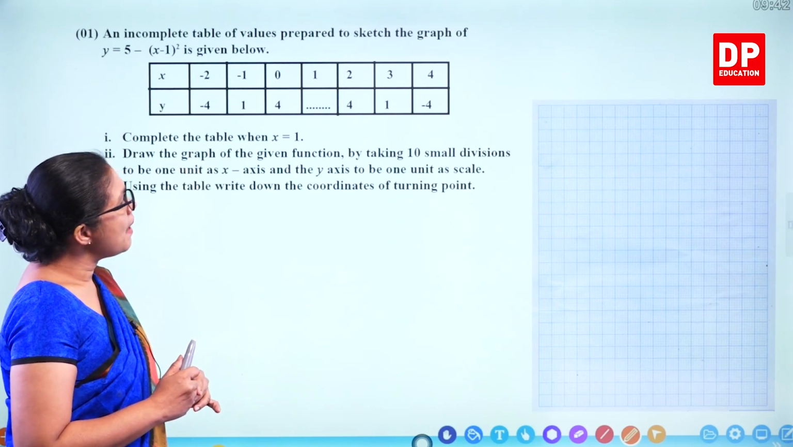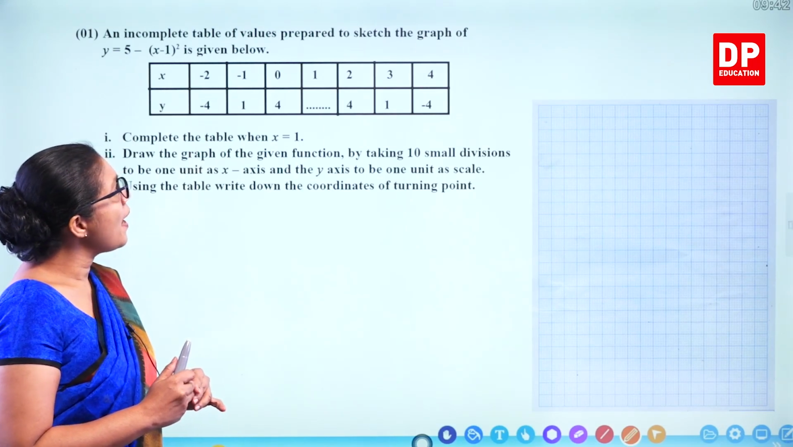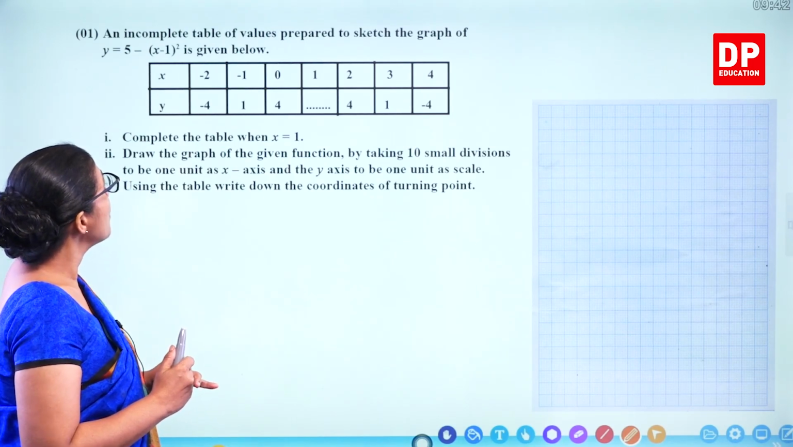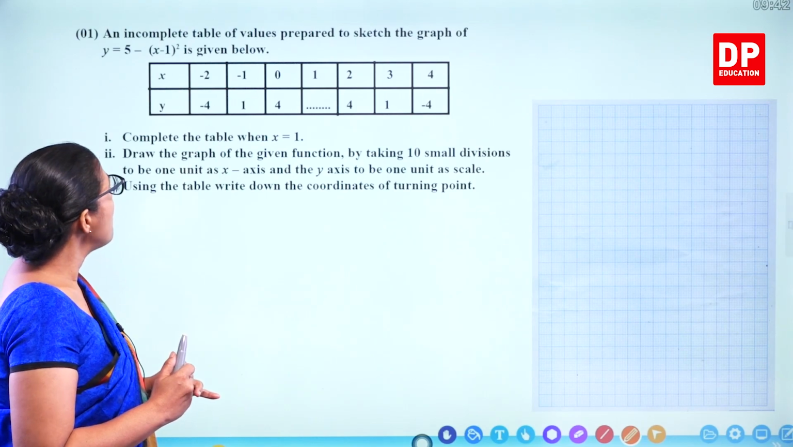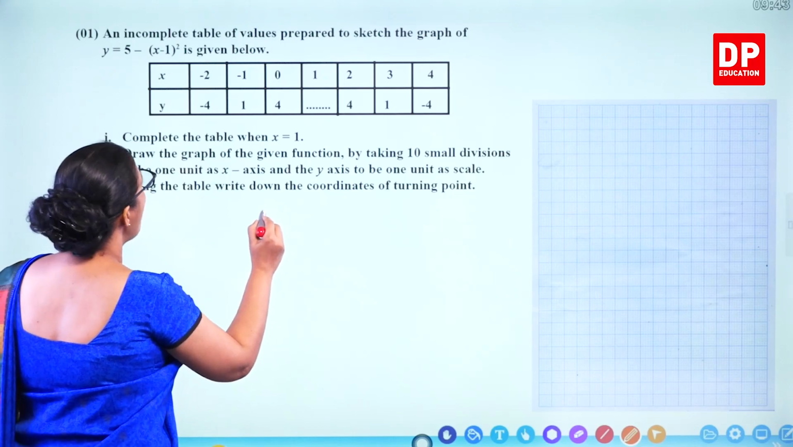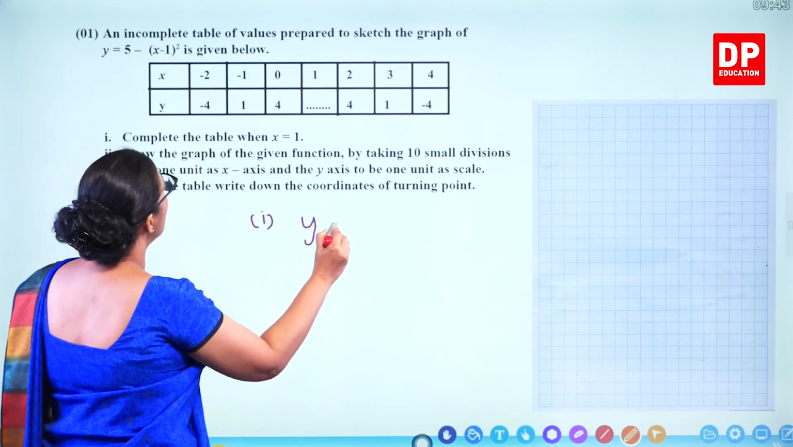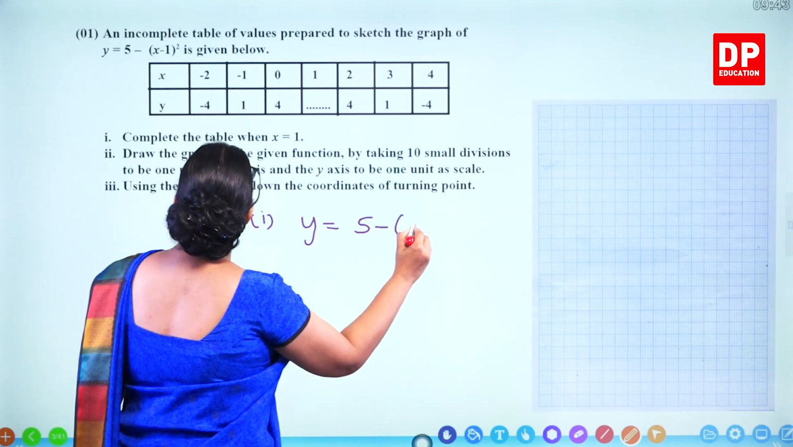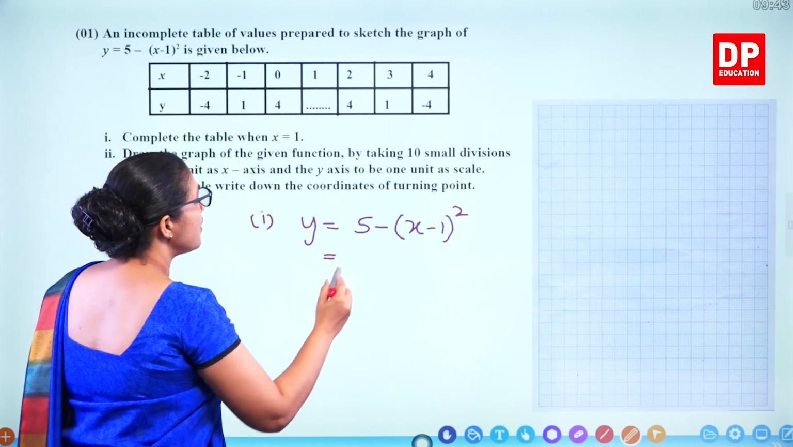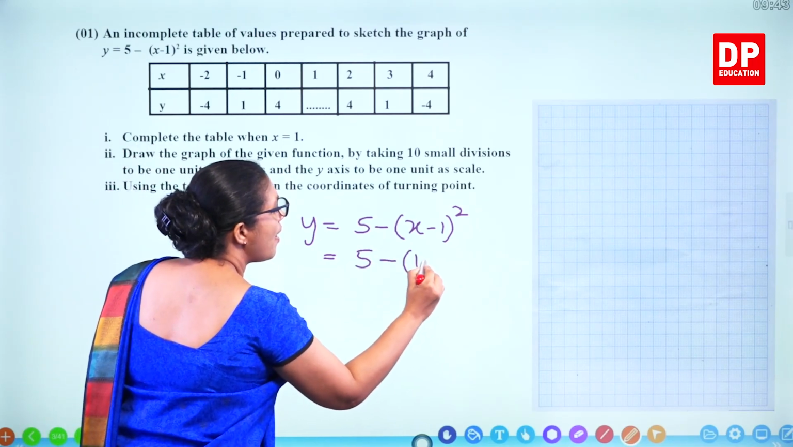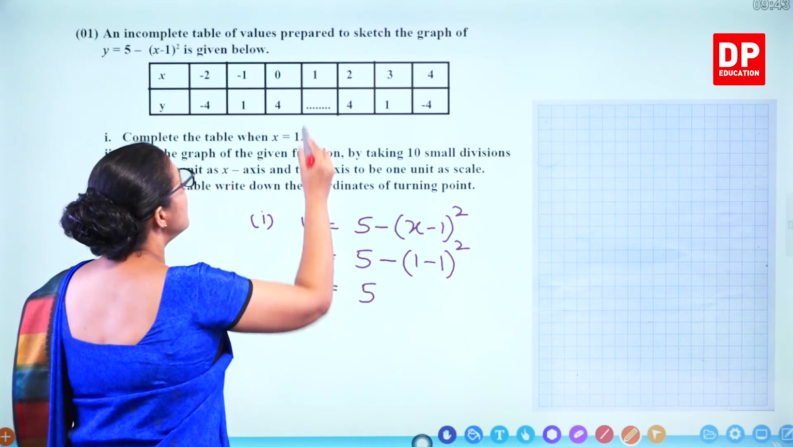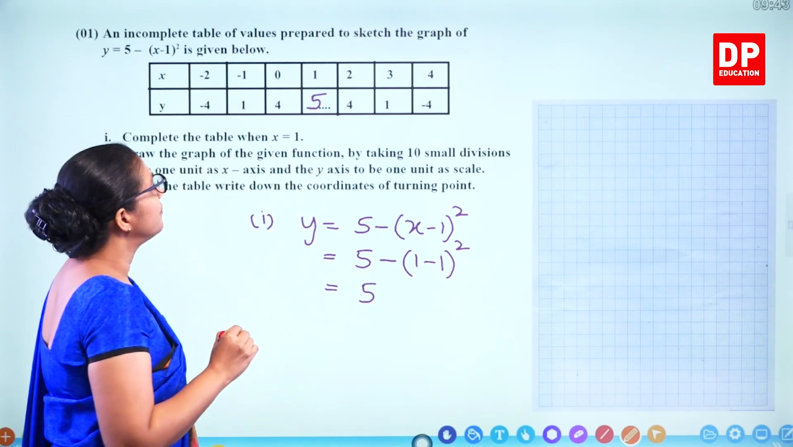An incomplete table of values prepared to sketch the graph of y equals 5 minus (x minus 1) whole squared is given below. Complete the table when x equals 1. So we can just substitute. First one, y equals 5 minus (x minus 1) squared. So substitute x equals 1. 1 minus 1 squared, that's 0. So you get 5. So this value is 5.